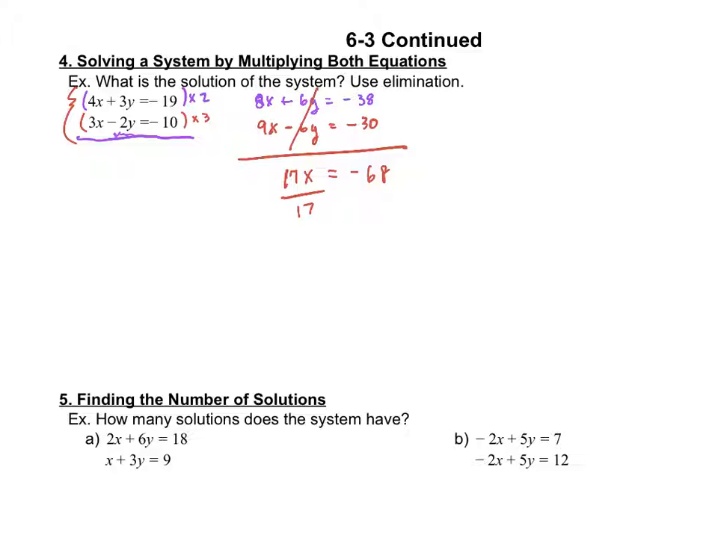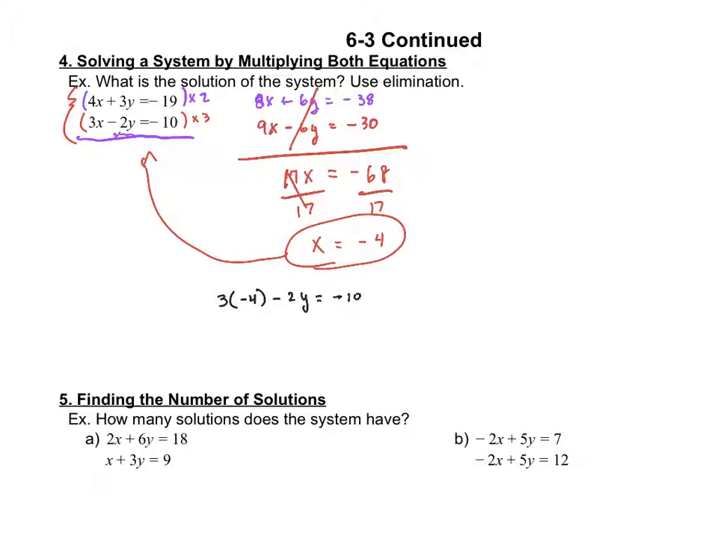So divide by the coefficient, and then it looks like x is going to be equal to -4. So if x is -4, how am I going to find out what y is? Well, again, I'm going to plug it back into one of these original equations. So I'm going to have 3 times -4 minus 2y is equal to -10.